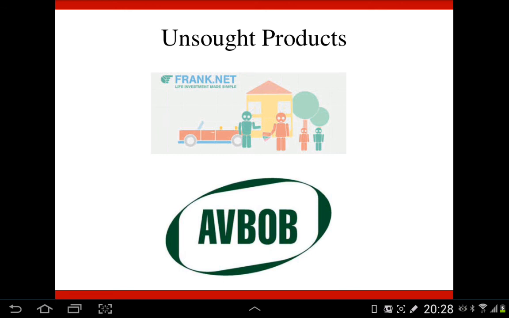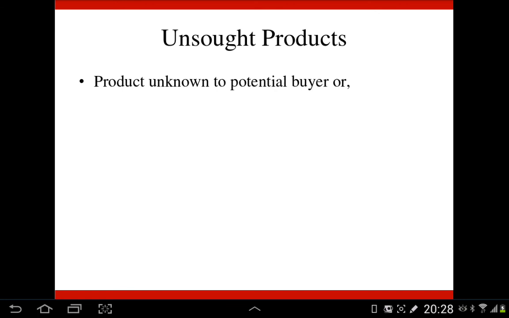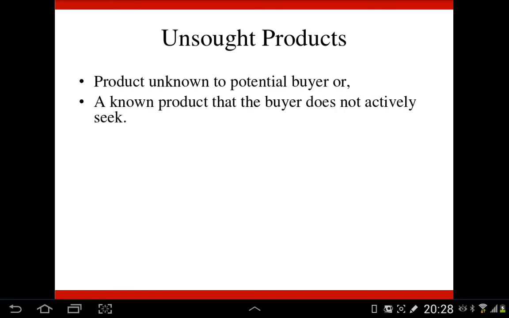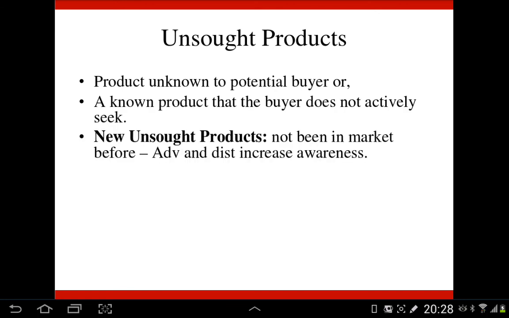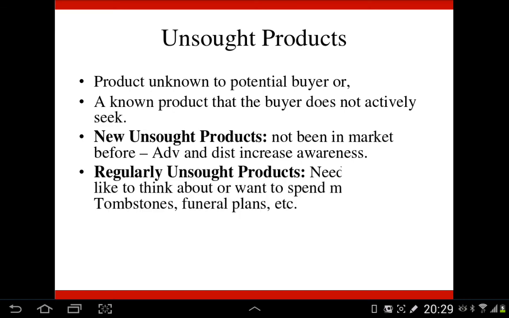Okay, then lastly, we have unsought products. And these are things like funeral cover and life insurance. People don't really think about them, but they kind of need them, but they don't really go out and look for them. So they're really unknown to the buyer, and the buyer doesn't actively seek them. And then you get different types of unsought products. You get a new unsought product. This is a product that's never been on the market before, and you need to use lots of advertising and wide distribution to increase awareness.